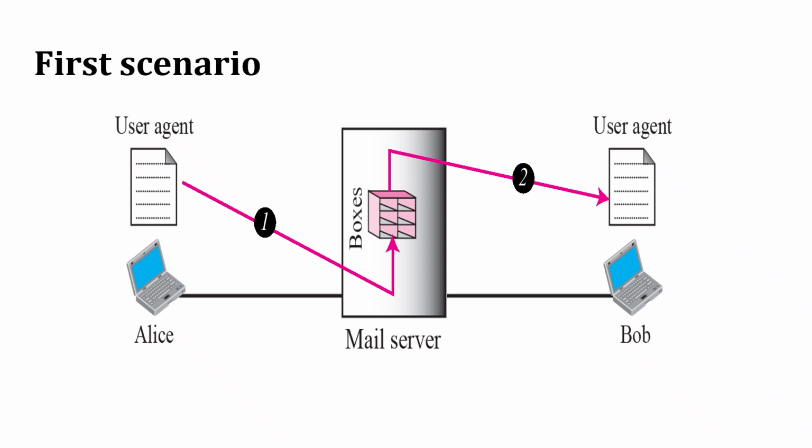In this section, we will explore the architecture of email through four key scenarios, illustrating how messages are sent, received, and stored in different situations. The first scenario demonstrates how a user sends an email from their client to the local mail server using SMTP. The mail server then processes and queues the messages for delivery.